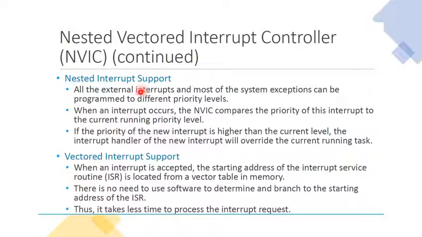Nested, as in a nested loop, is something like a nested if statement: two if statements within the two loops. Now, vectored interrupt support. When an interrupt is accepted, the starting address of the interrupt service routine is located from the vector table in memory.